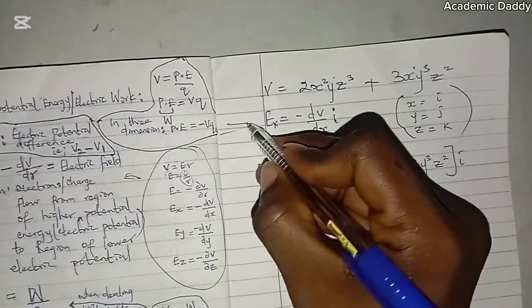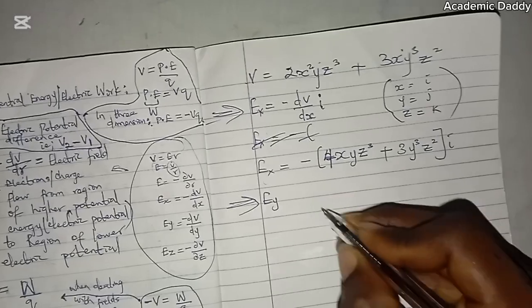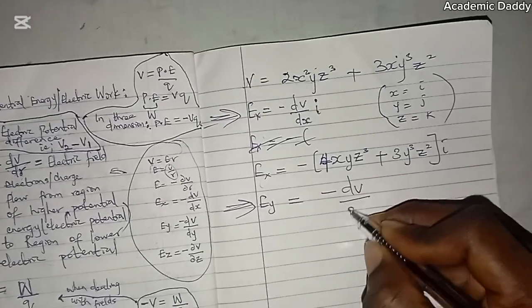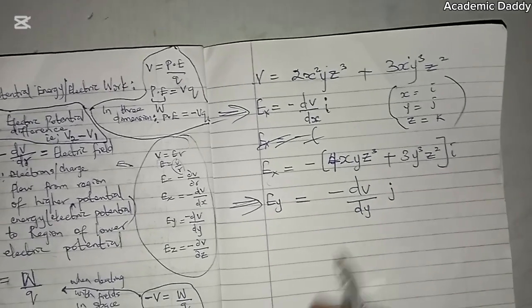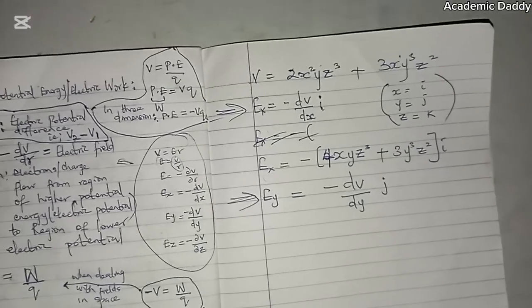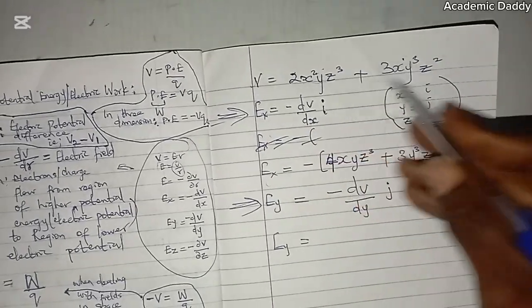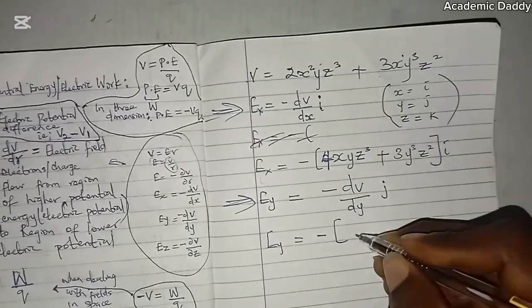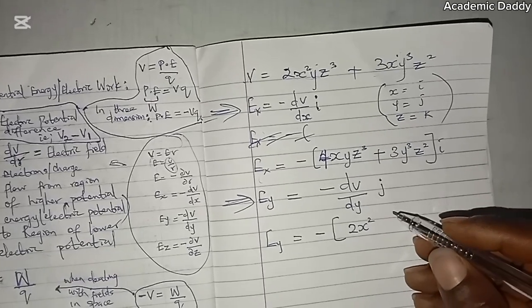Now let me do the electric field on the y-axis. So the electric field on the y-axis will simply be minus the change in electric potential with respect to y, and y is called j. You show that it's on the y-axis by writing j. So E_y equals, do the same thing, differentiate everything here, minus 2x squared. Just carry your x squared, come down. You don't have business with it.